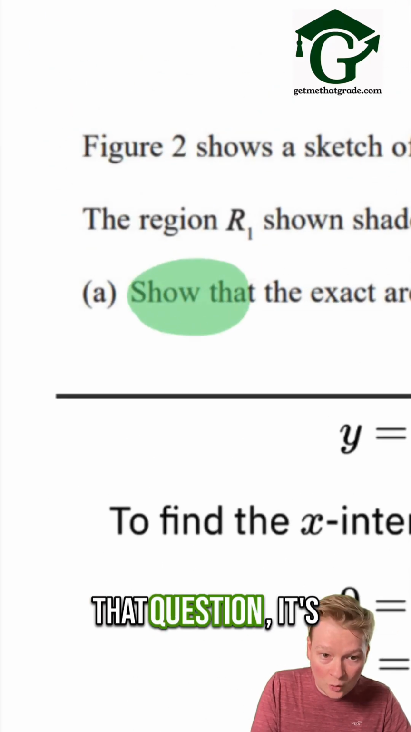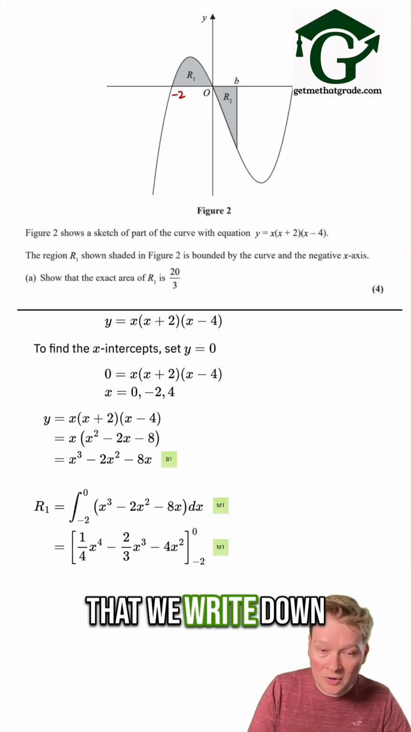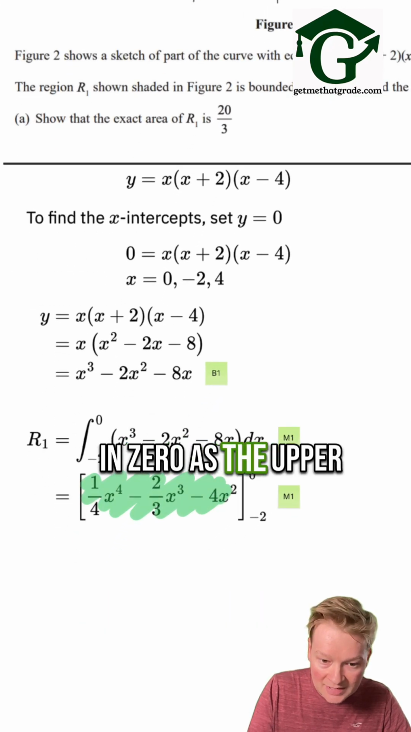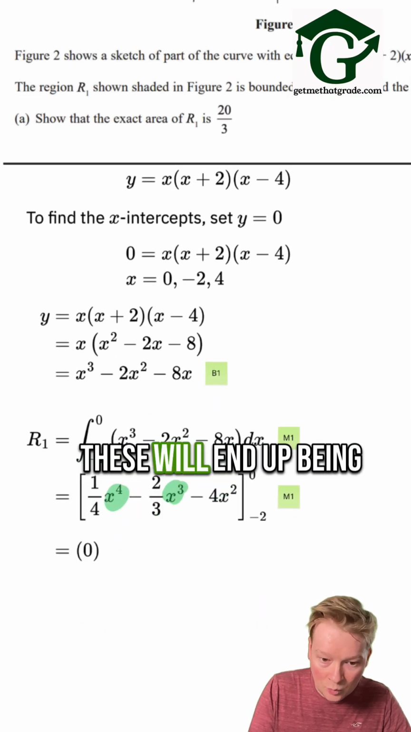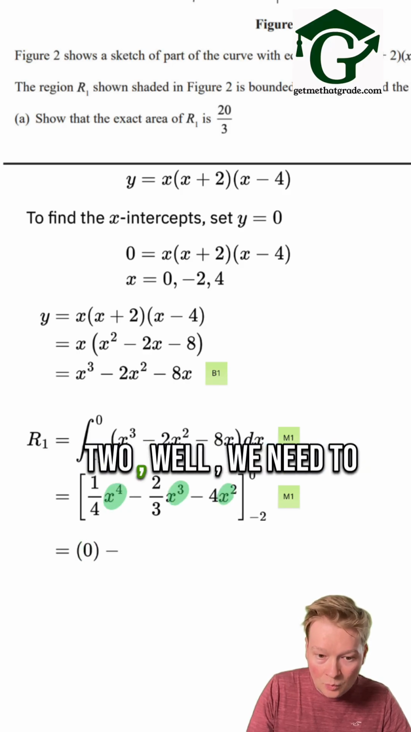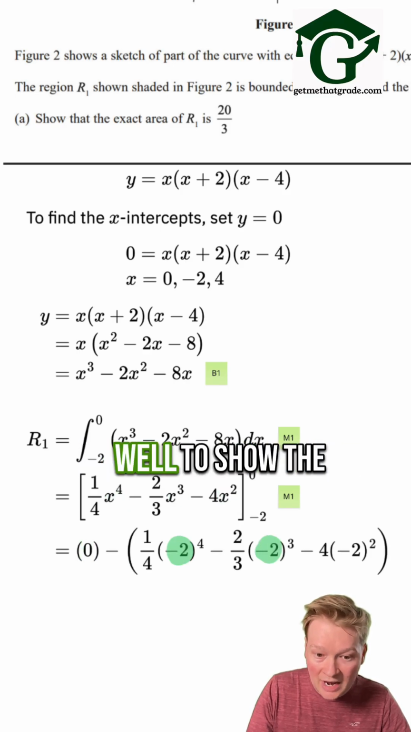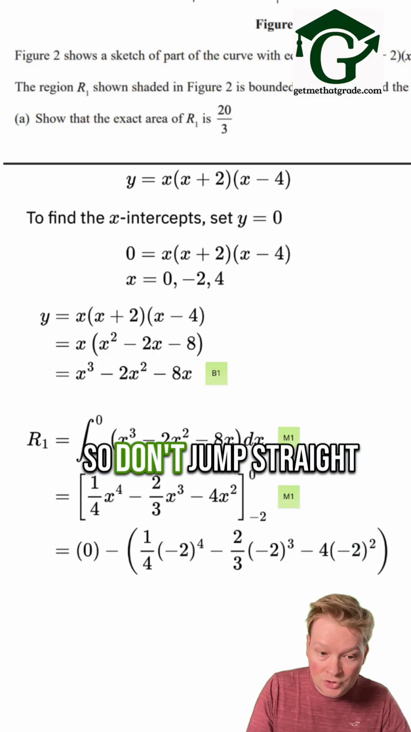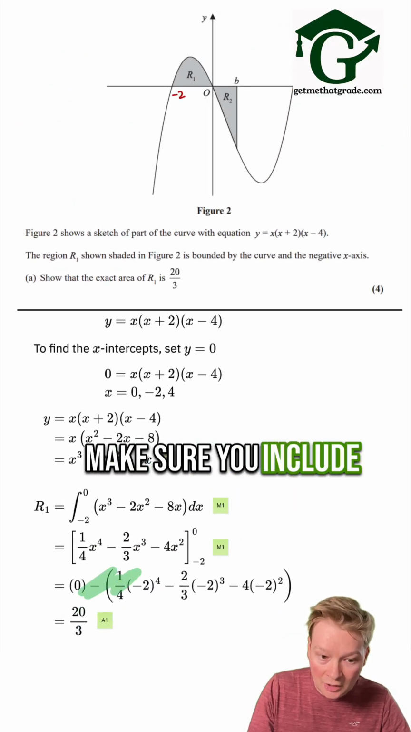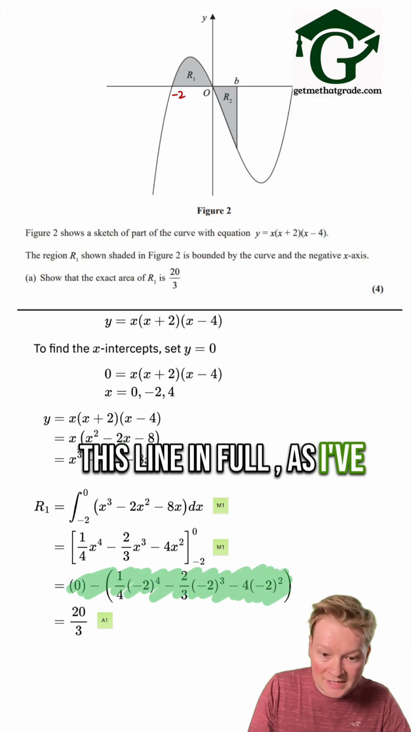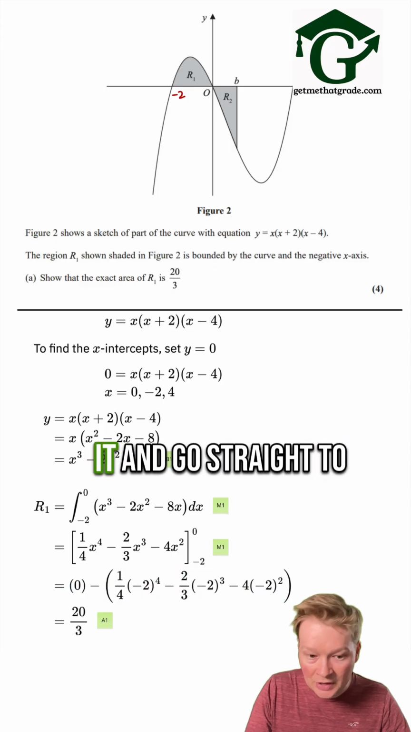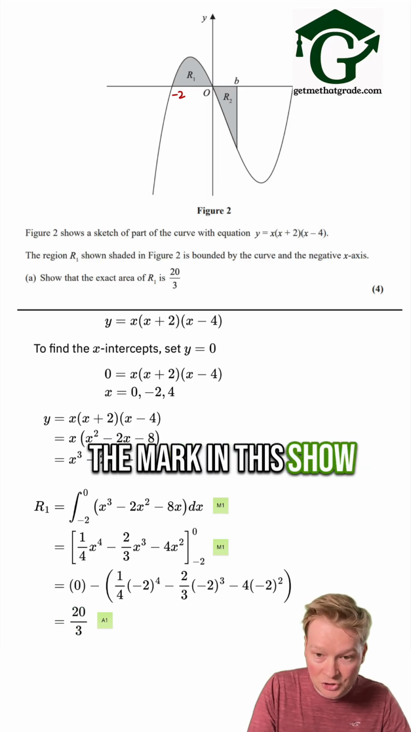Because this is a show that question, it's particularly important that we write down every step of the working here. So when we substitute in 0 as the upper limit, well, all of these will end up being 0, so we can simply write 0. But when we substitute in minus 2, well, we need to write that down as well to show the working. So don't jump straight from this line to the answer of 20/3. Make sure you include this line in full, as I've written here, to score that final accuracy mark. Otherwise, if you skip it and go straight to here, you wouldn't get the mark in this show that question.